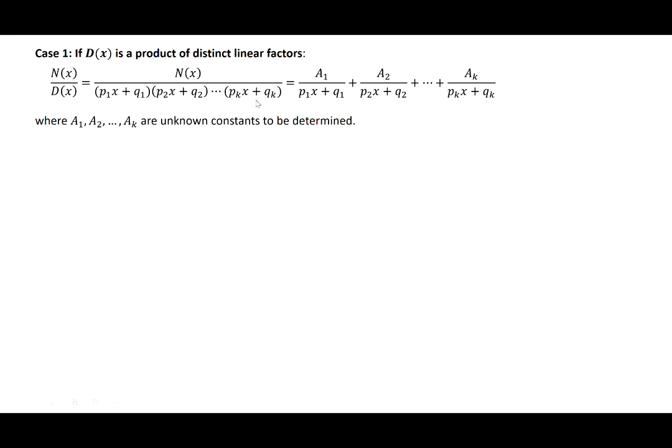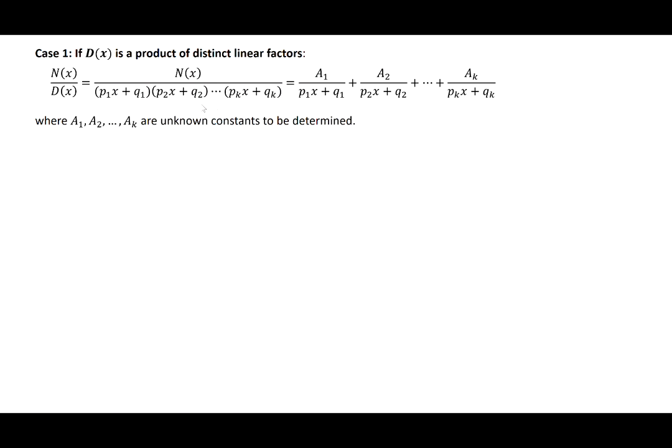First of all, what is a factor? These are the things in the denominator. Each one is called a factor because you have a whole bunch of things multiplying. So the first factor is p1x plus q1, the whole thing, and the second factor is p2x plus q2, and so on. So we have k factors here in the denominator, because they are multiplying each other.